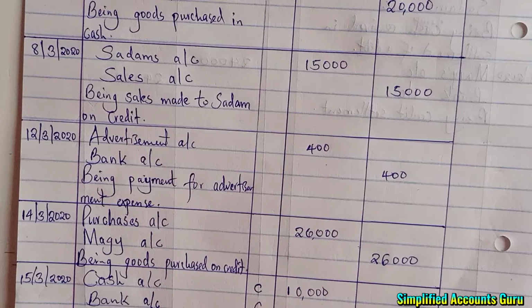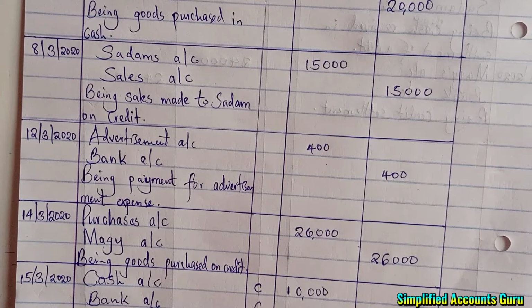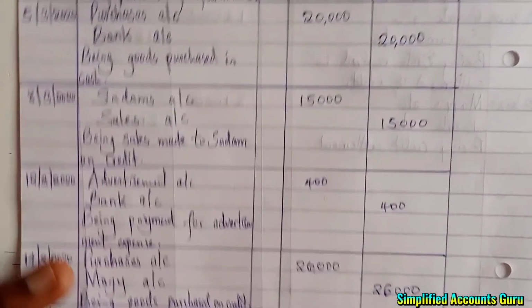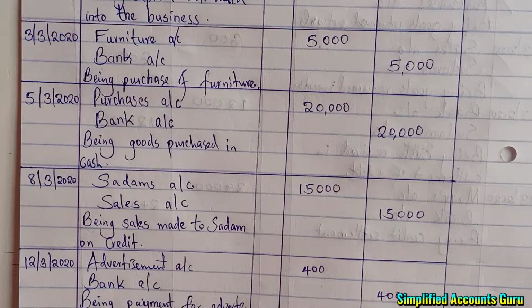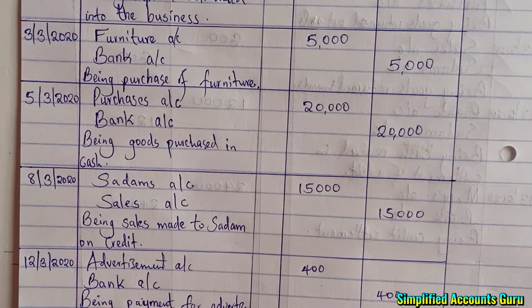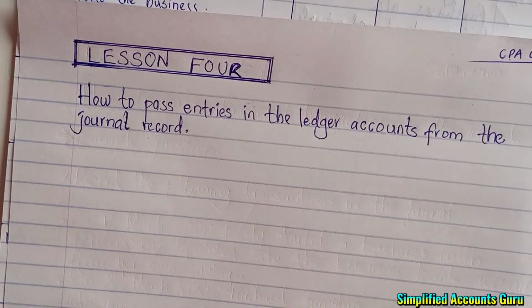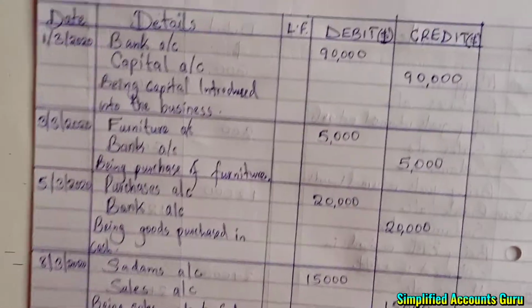Now our next lesson will be looking at the general ledger, and specifically how we can put that finer detail in the ledger accounts of specific assets, specific revenue, specific liabilities, and expenses. We'll be using the same question to look at the next topic, which is ledger, how to post entries in the ledger accounts from the journal record. So the journal record that we are going to use is this one that we have developed today.